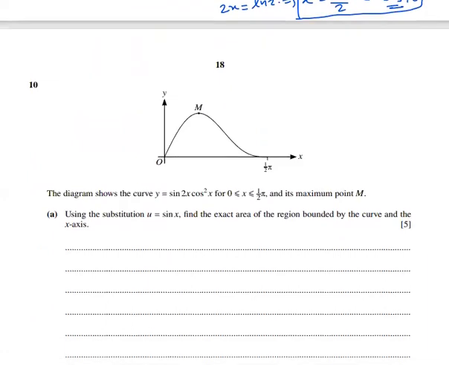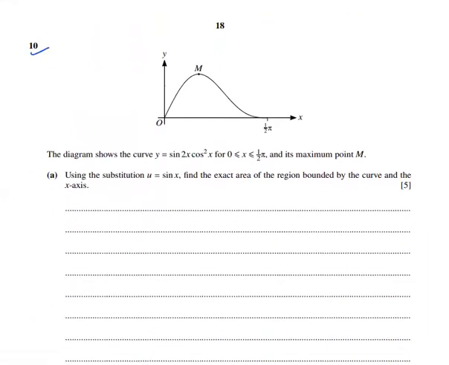Okay, moving on to the next question, which is question 10. The diagram shows the curve y equals sine 2x cos square x for x greater than or equal to 0, less than or equal to pi by 2, and its maximum point is M. Using the substitution u equals sine x, find the exact area of the region bounded by the curve and the x-axis. So I need to find the area under the curve.